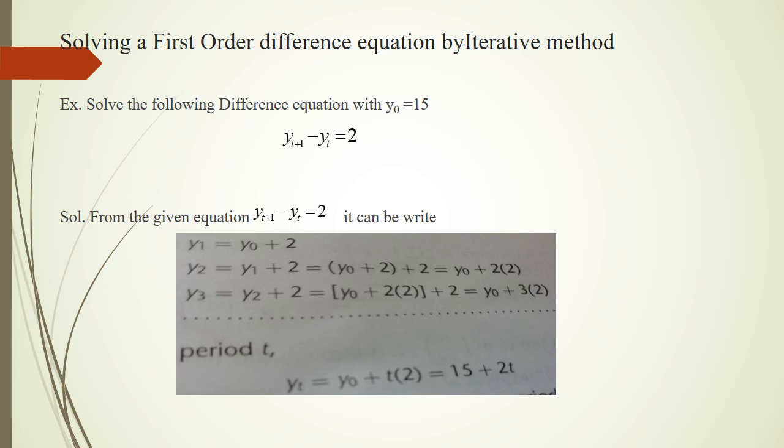Now take one example. First of all, we will do one solution through iterative method. The given example is yt plus 1 minus yt equal to 2. You have to solve it and the value of y0 is given. Now why the value of y0 is given, I will come to at the end of the solution. First start the solution of this equation yt plus 1 minus yt equal to 2. So you can see there is a 1 period gap.